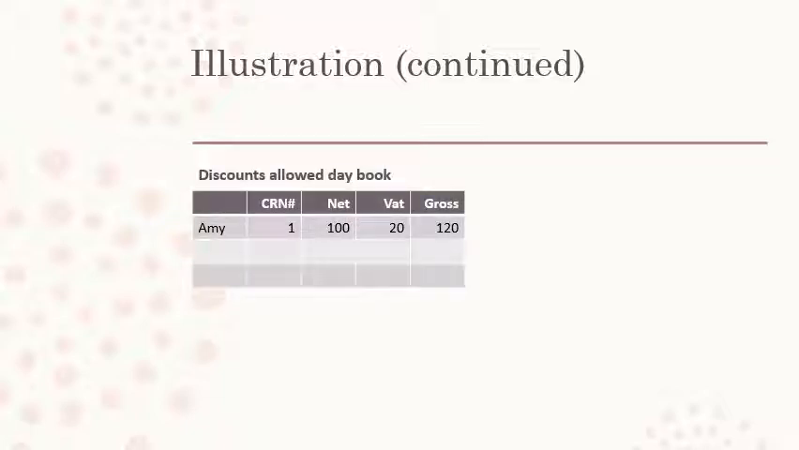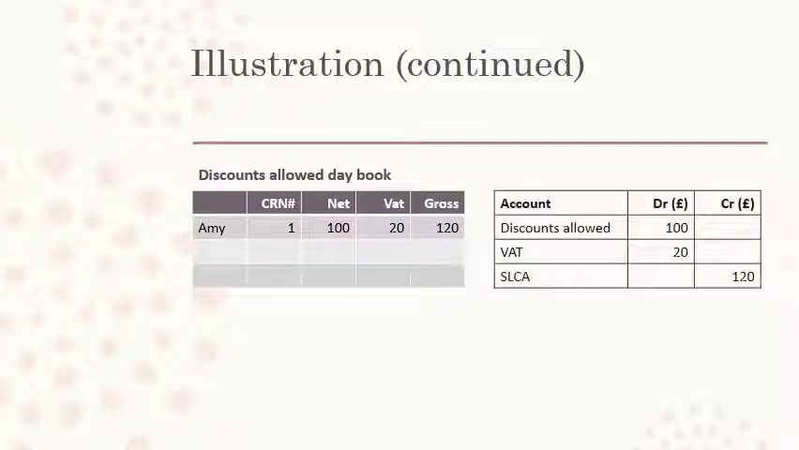So we'll then start recording that credit note. In our discounts allowed daybook, we would record the credit note number relating to that discount. We'd record the net, the VAT, and the gross amounts. We can then start posting those amounts to our ledgers. The way that these will be posted is as follows. The net amount on that credit note will be debited to the discounts allowed account in the general ledger. The VAT will go to the VAT control account, and the gross will be credited to the sales ledger control account.